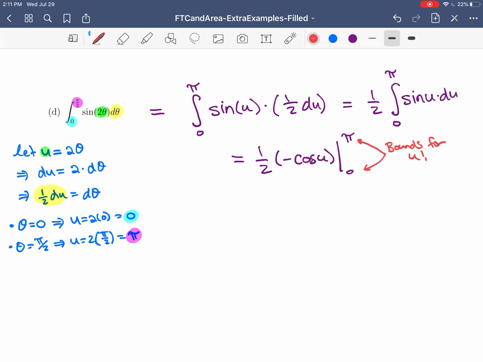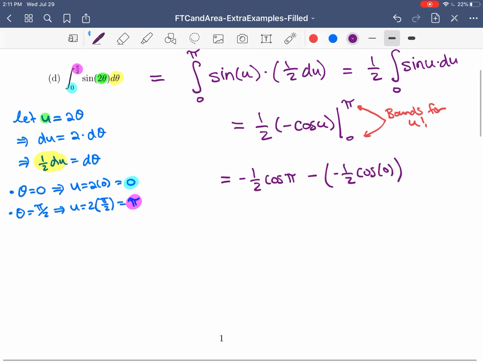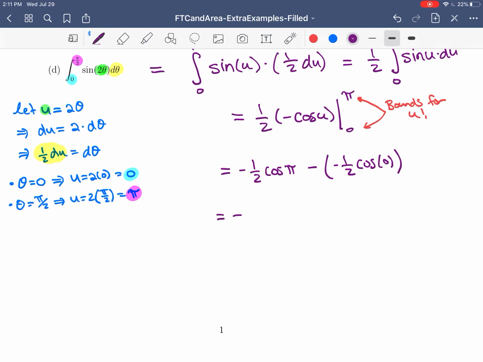So that means that I can just use the fundamental theorem right away. This is going to be negative 1/2 cosine of pi minus negative 1/2 cosine of 0. Cosine of pi is negative 1, so this is going to be a plus 1/2, and cosine of 0 is 1. So I end up getting 1/2 plus 1/2. So my definite integral here is equal to 1.